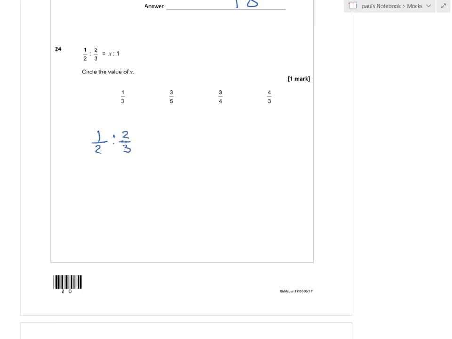If I multiply that by 3, I get 2. If I multiply that by 3, I get 1.5. So I'm multiplying that by 3. Now I can divide that by 2, so now I get back down to 1. Divide 1.5 by 2 and I get 3/4. So the value of x is 3/4.